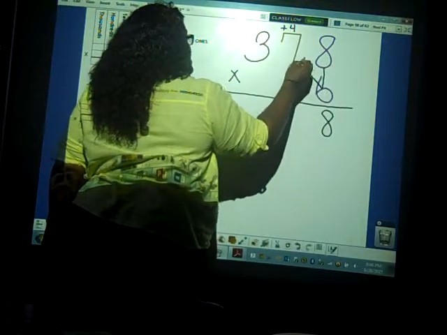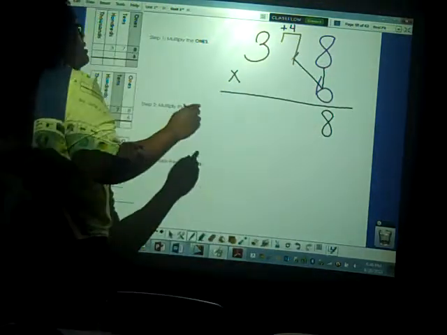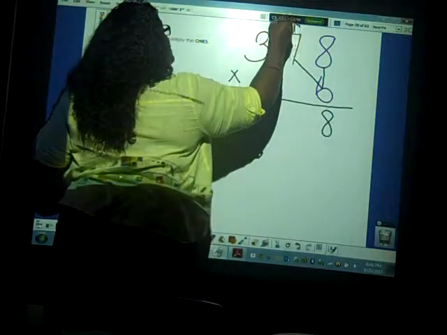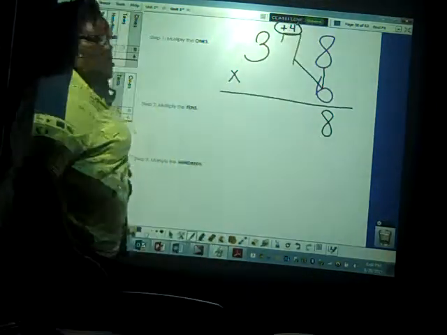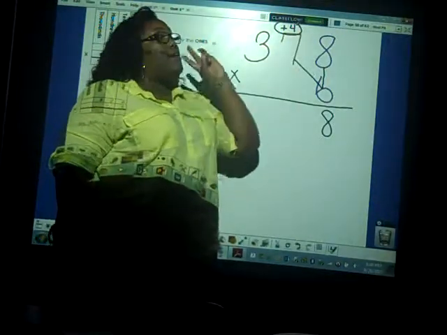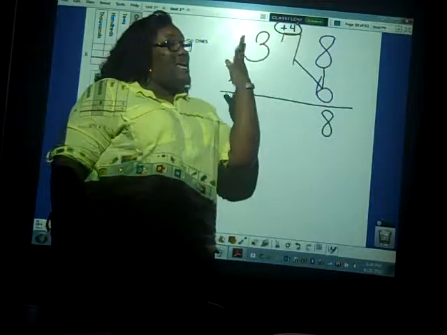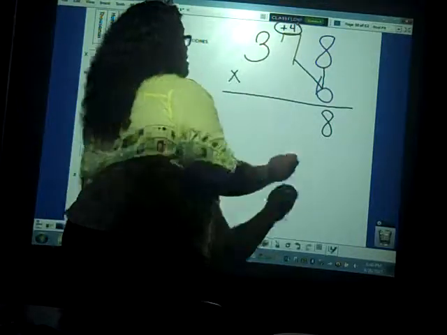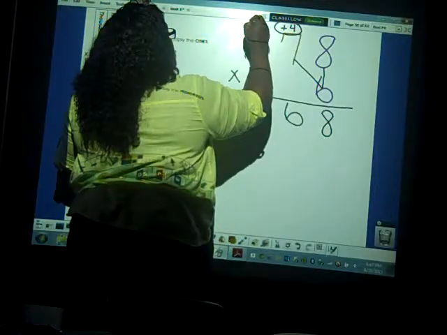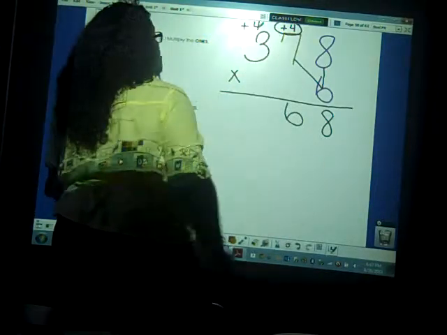Now I'm going to multiply 6 by 7. 6 times 7 is 42. Plus 4: 42, 43, 44, 45, 46. So I'm going to place my 6 here and put plus 4 up here.